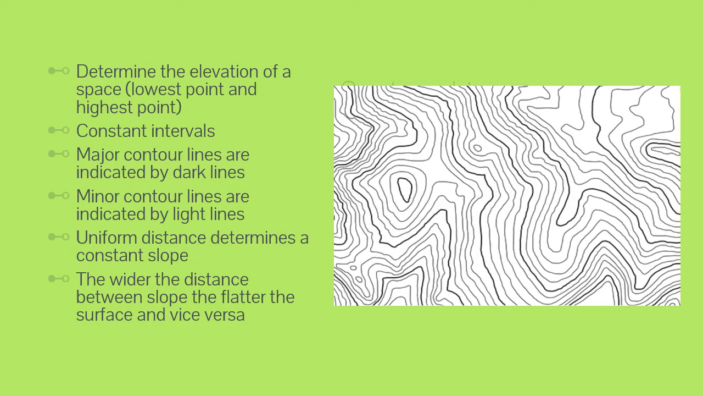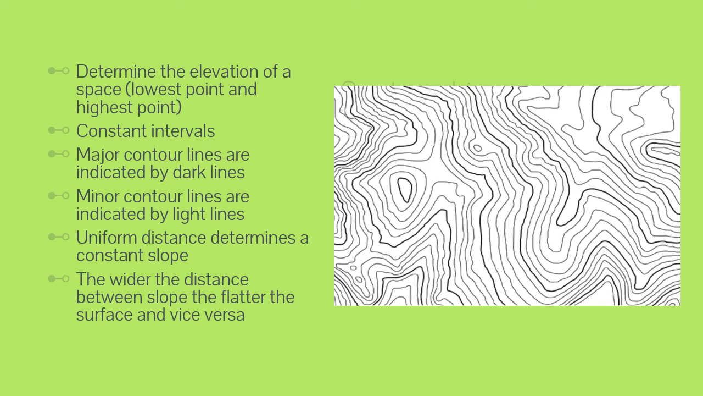Let us review first what we know about contour lines. Contour lines determine the elevation of a space. It indicates the lowest point and the highest point of the site. It also should have a constant interval. What I mean about interval is that the line should have a constant grade. If it is an interval of 20s, it should be consistent throughout the map.